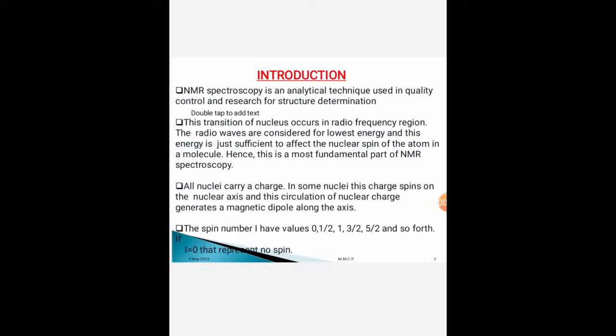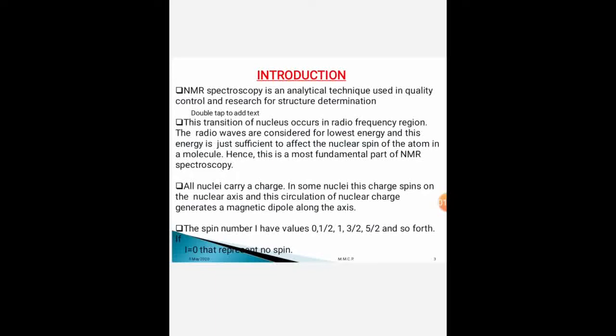Friends, NMR spectroscopy is an analytical technique useful for the identification of unknown compounds, useful in the identification of the structure of an unknown compound. So it is useful in quality control as well as in research.